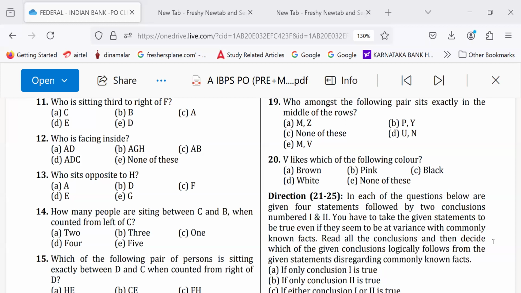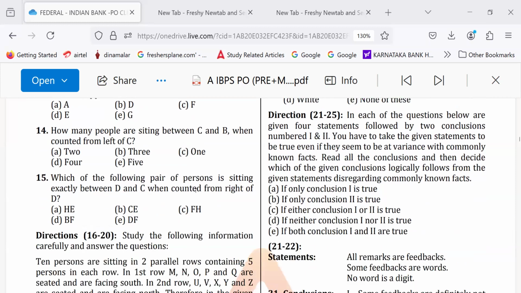Who sits opposite to H? What is the answer for this? Have you drawn the diagram or not? If you have drawn the diagram, you can see and tell me who is sitting opposite to H. The answer is D. That is the person D. Answer choice B.